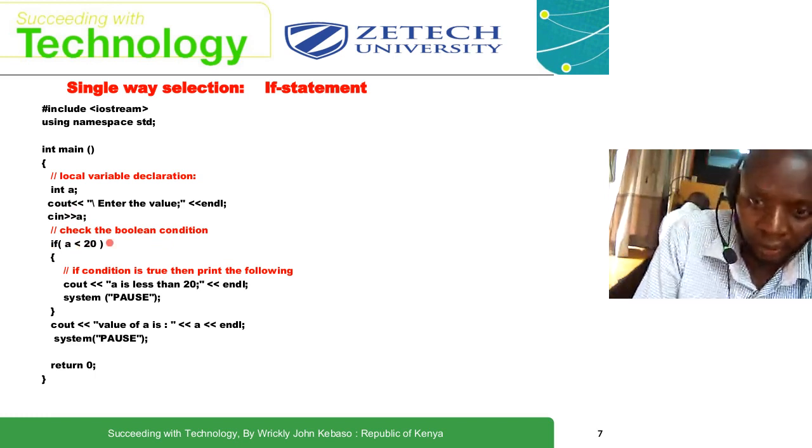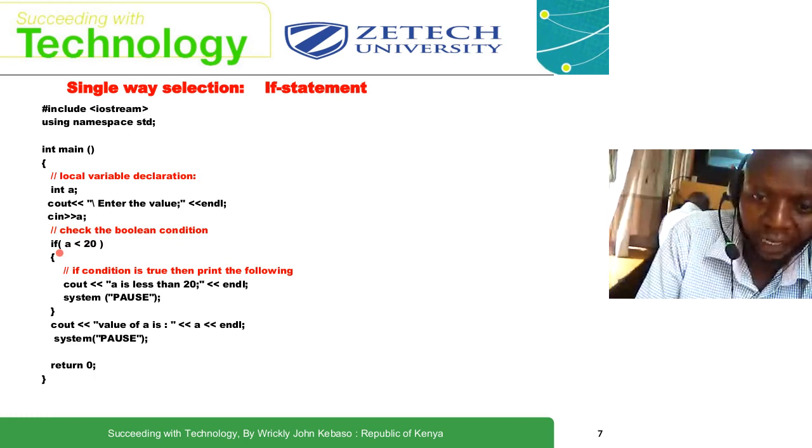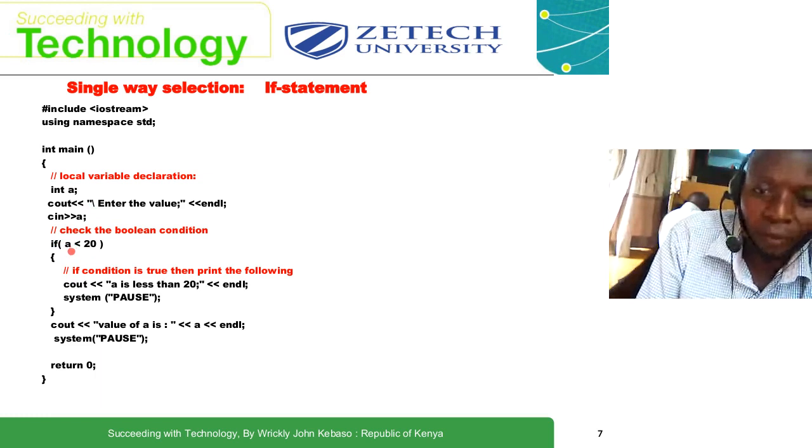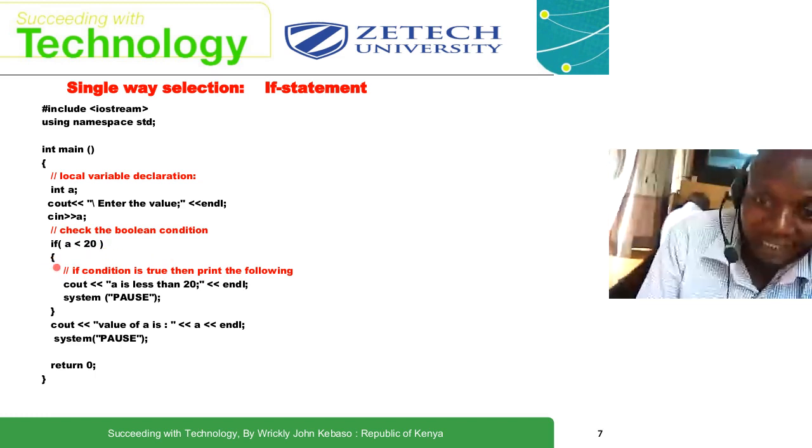This is where I want you to check. How do we start? We start by placing the if keyword. Here we say if, we open a bracket, and then we say what are we comparing? We are comparing our A. If A that was entered is less than 20, and that is true, if that test condition is true, then we open the body of our if statement, and go inside and do the necessary.